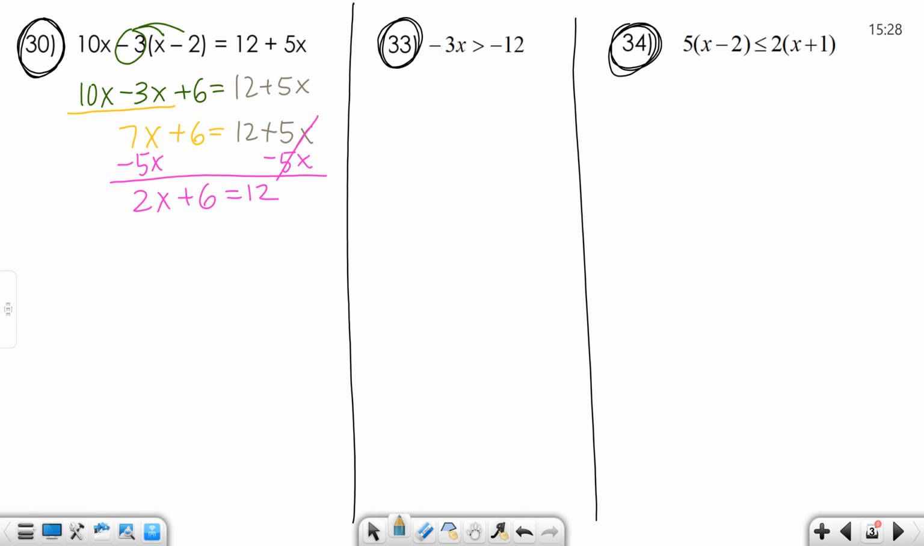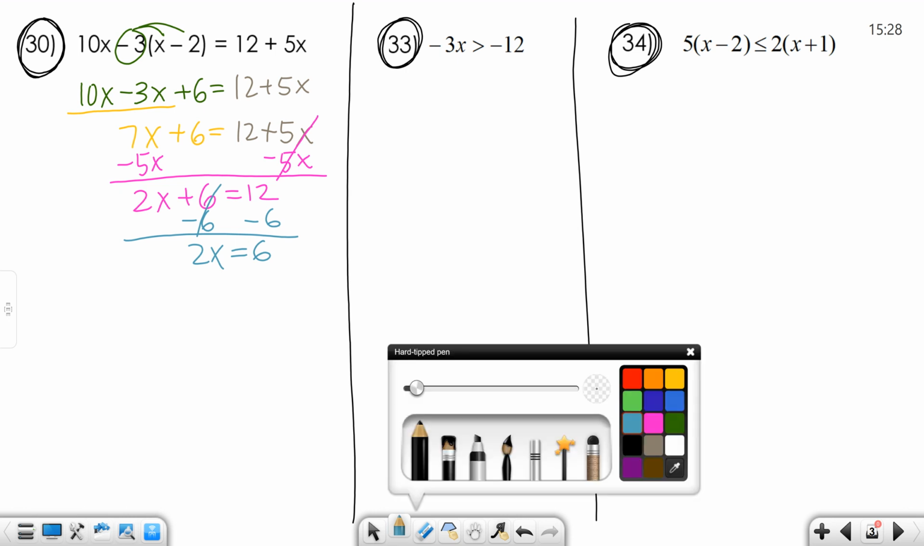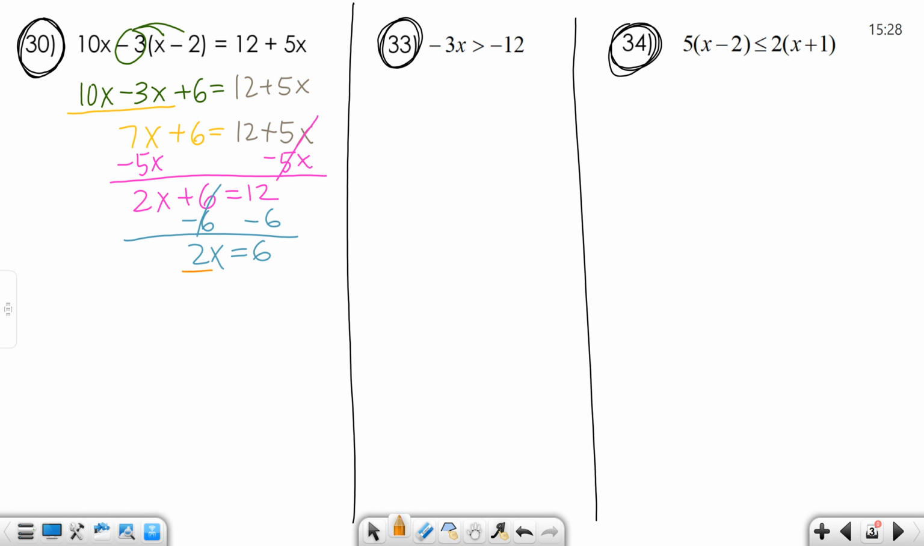And now what's the best move? 12's by itself, so move the 6 over, right? So how do I move it over? I subtract it from both sides. 2x equals 6. And then what do I do? Divide both sides by 2. So x equals 3. All right? X equals 3 for number 30.